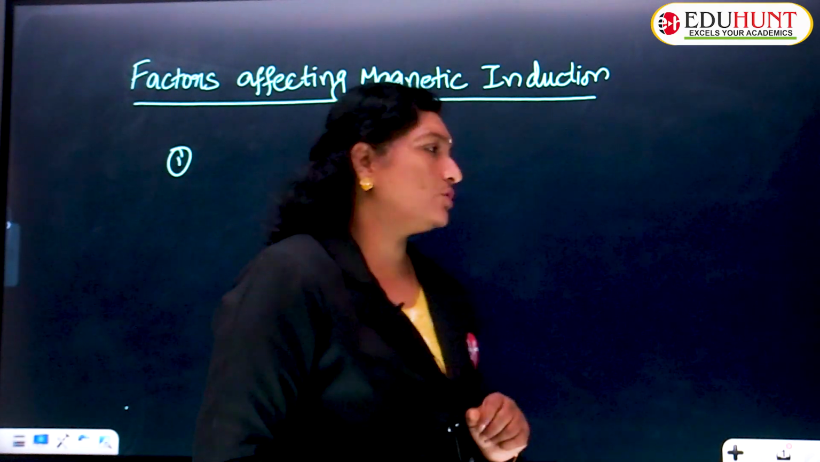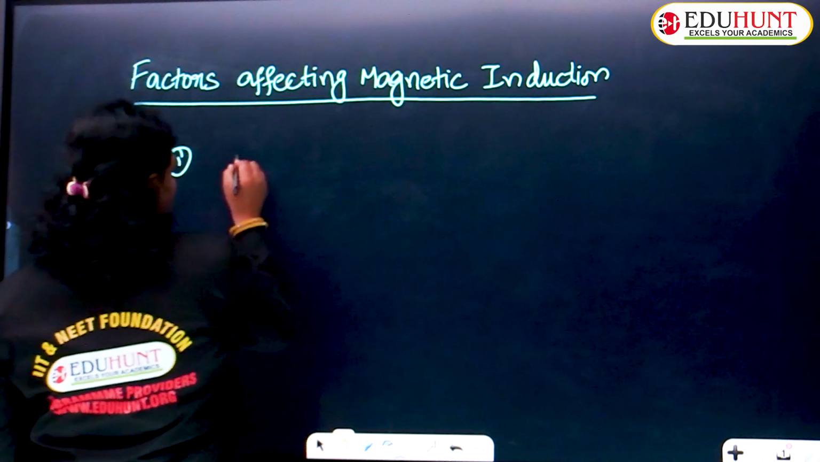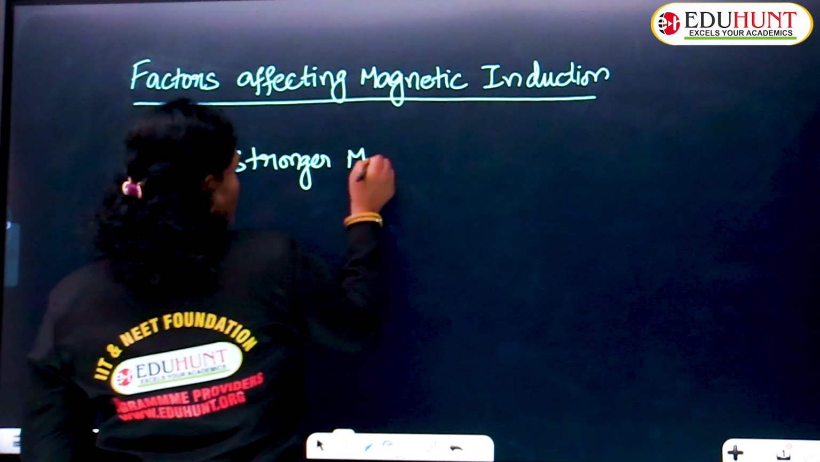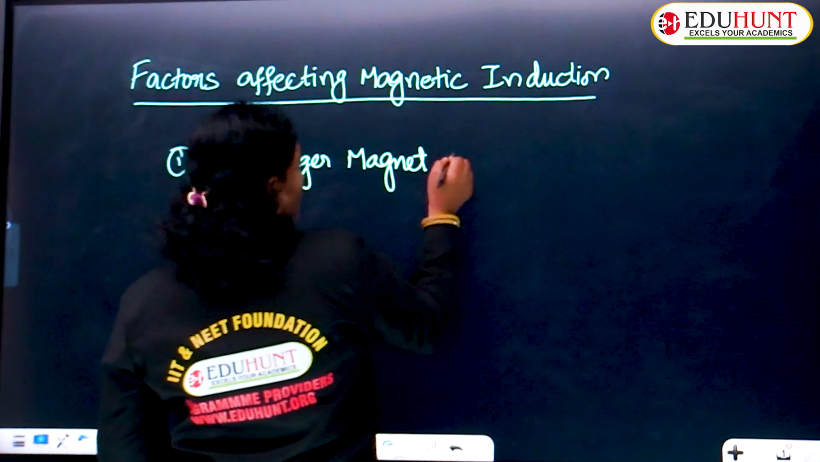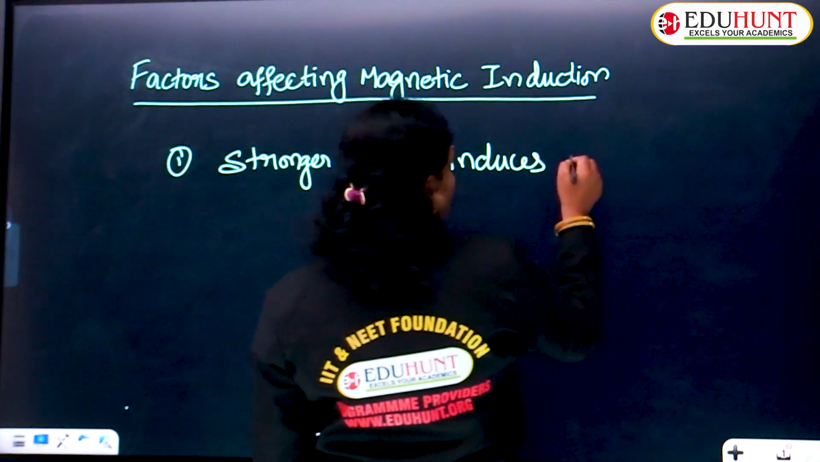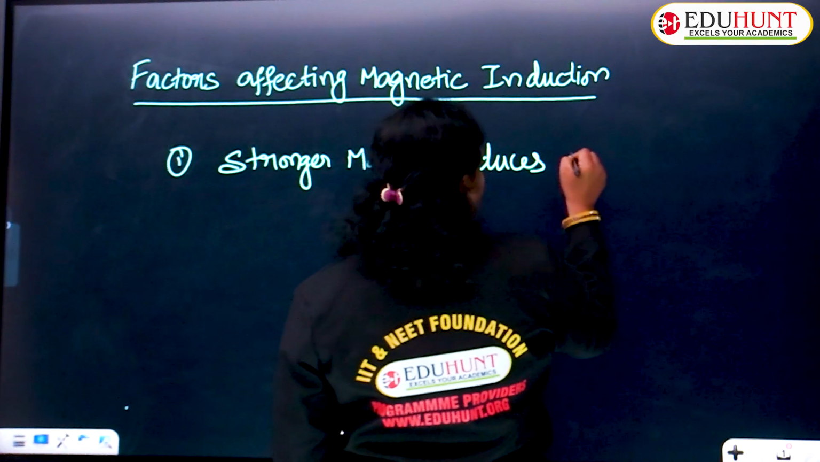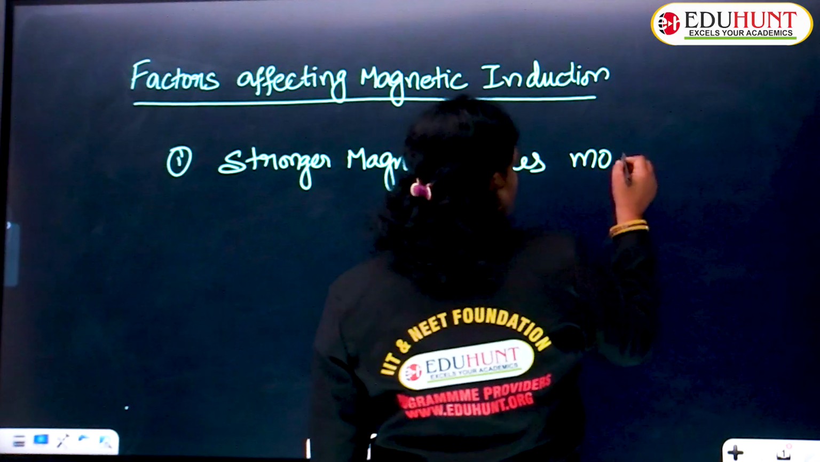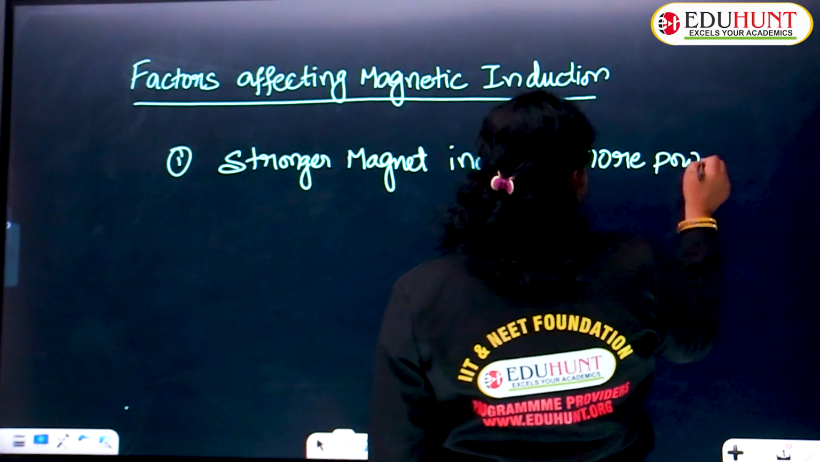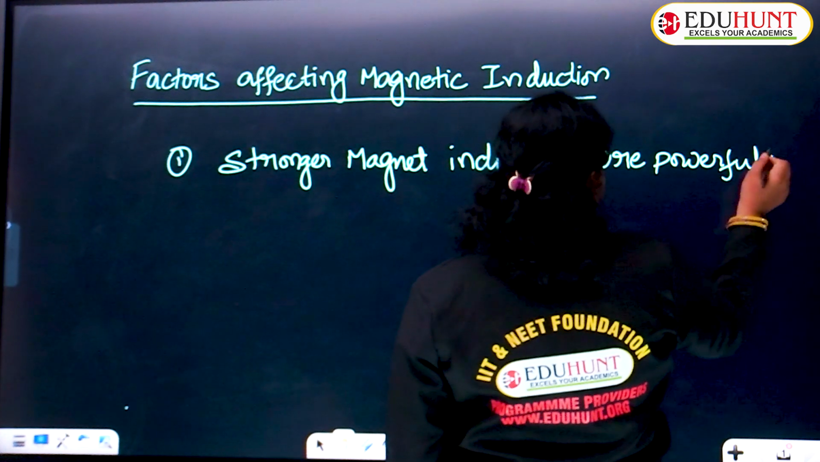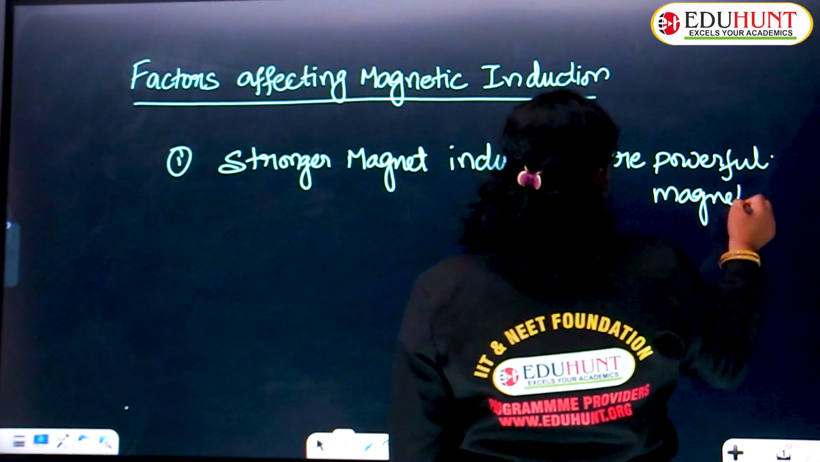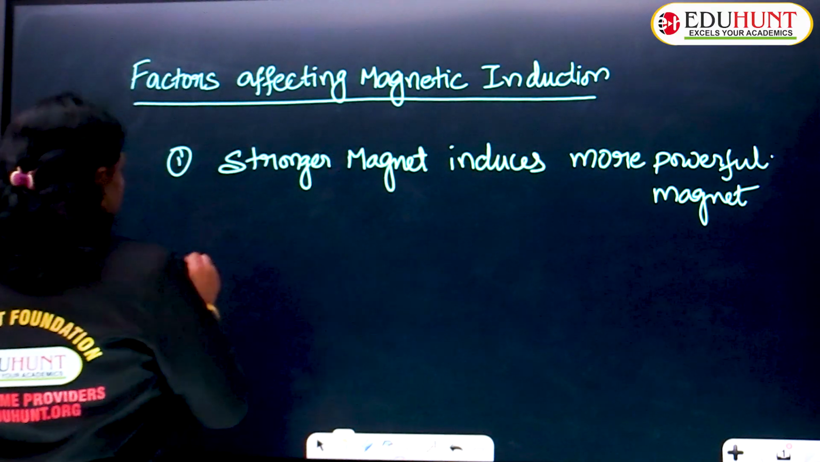And one more thing you need to understand: a stronger magnet induces or produces a more powerful magnet, and vice versa. Next one.